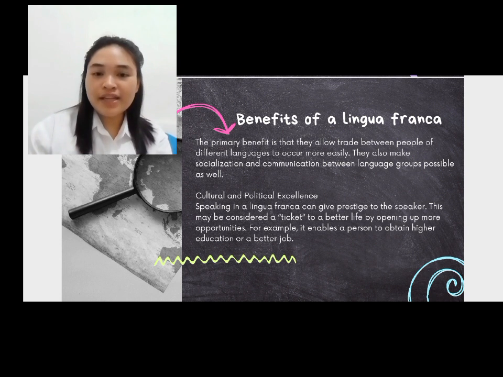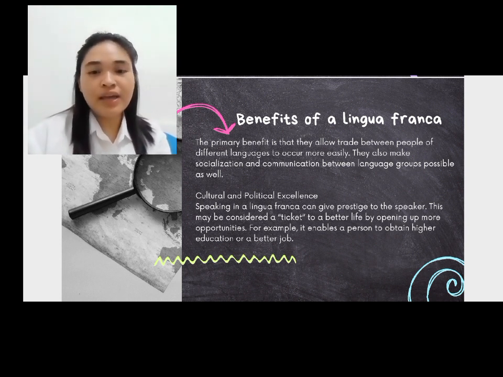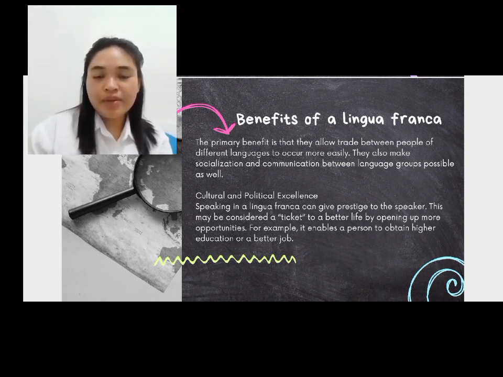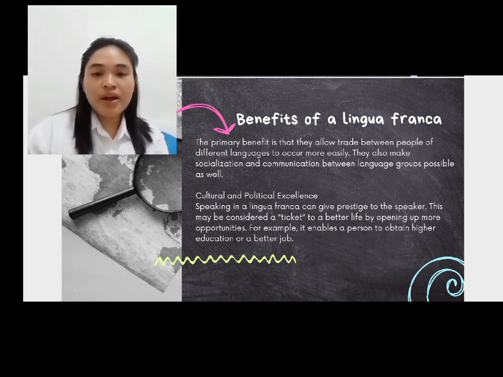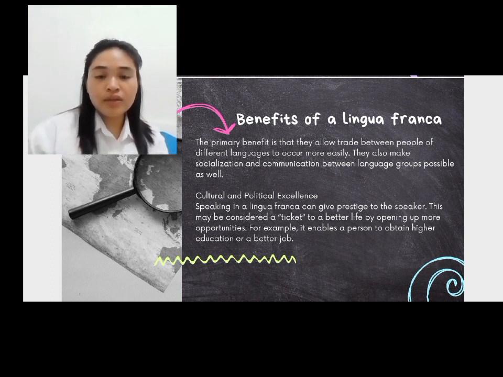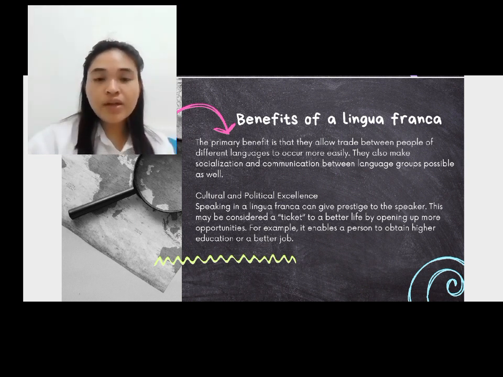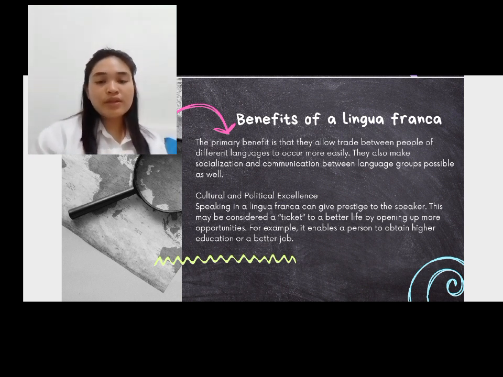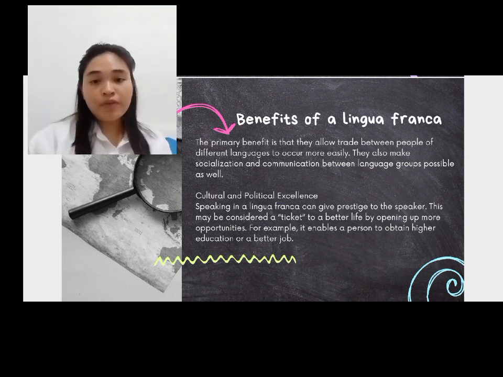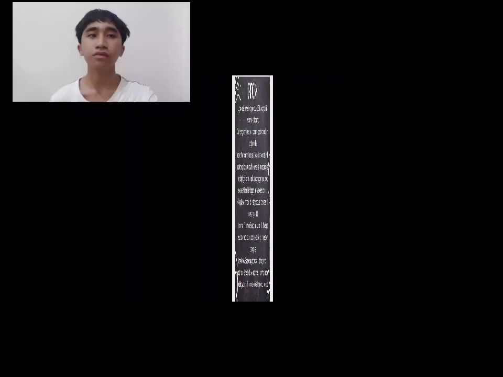The benefits of a lingua franca can be divided into two parts. The first, the primary benefit, is that it allows trade between people of different languages to occur more easily. And the second is cultural and political excellence. Speaking a lingua franca can give prestige to the speaker. For example, it enables education or a better job.